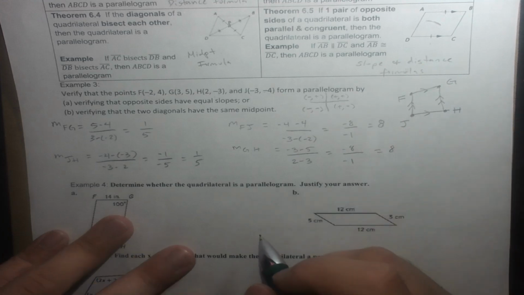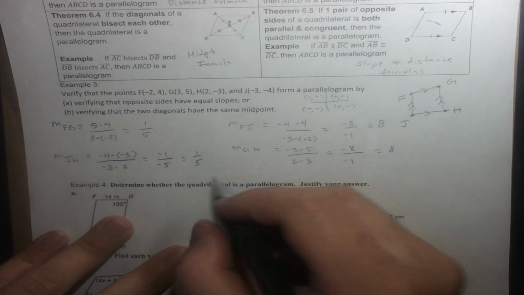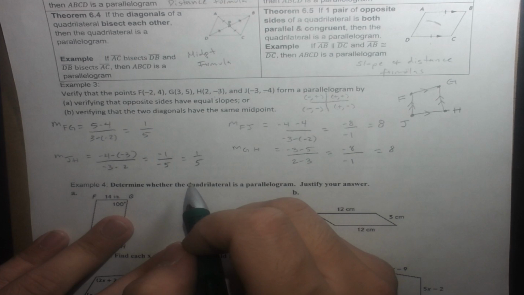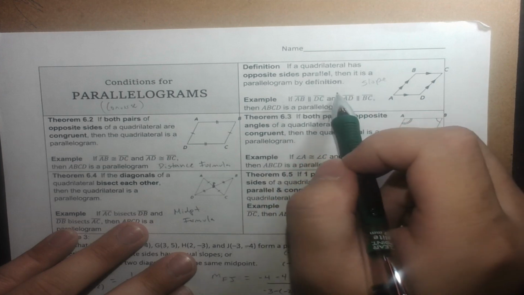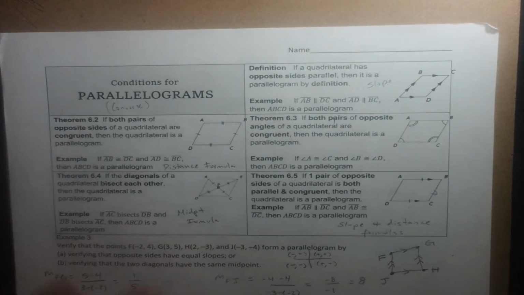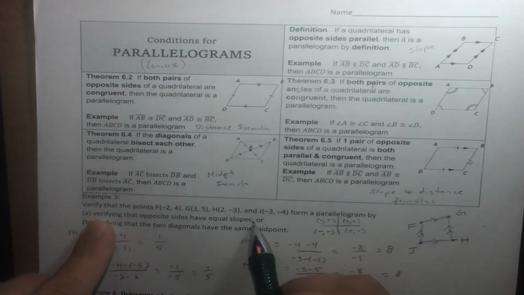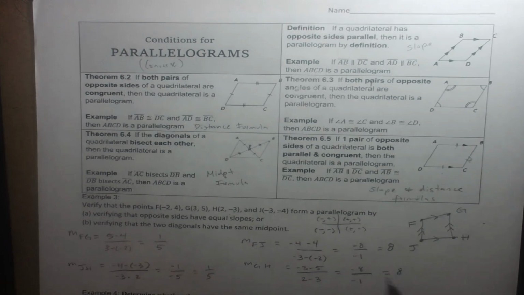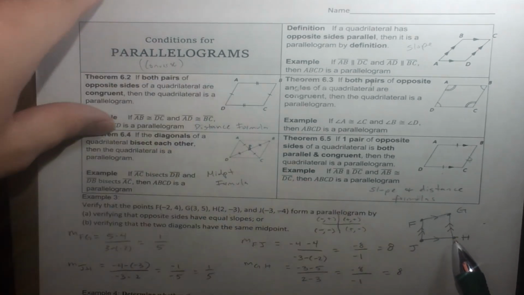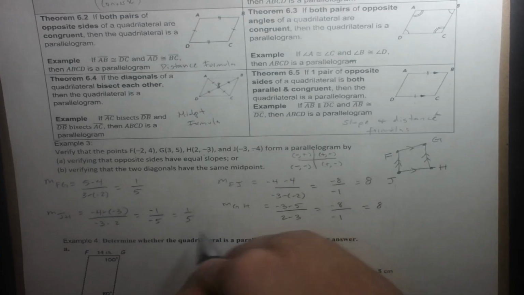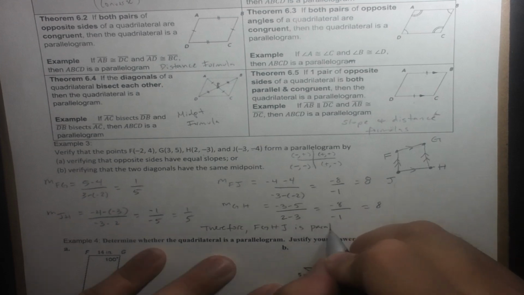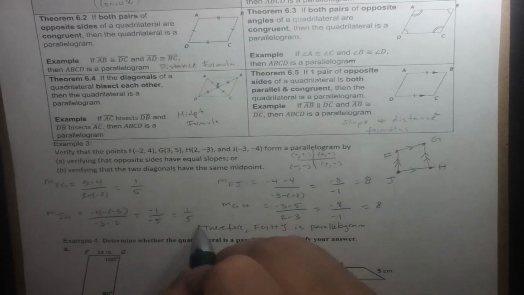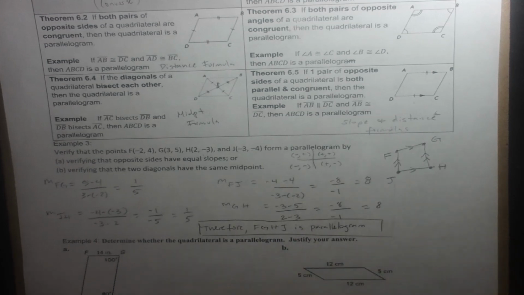Okay? So, therefore, A does work. Okay? So, if a quadrilateral has opposite sides parallel, then it is a parallelogram by definition. Okay, so yes, me verifying the opposite sides have equal slopes shows that this figure here is a parallelogram. Okay, so that's one way to verify if it's a parallelogram. So I'll say, therefore, FGHJ is a parallelogram.